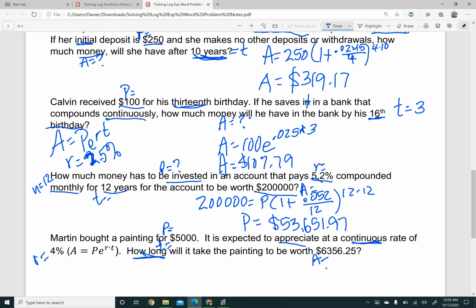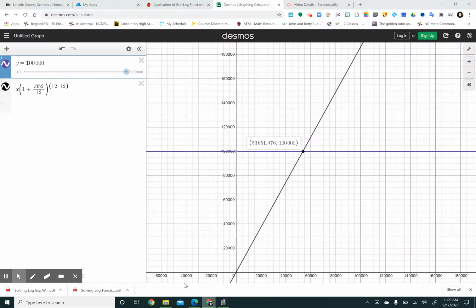So we know that 6,000 equals 5,000 e to the, sorry, not 1 plus. We're doing P e^(rt). R is 0.04. I'll move this A out of my way. 0.04 T. So this is A. Okay. So we're solving for T. We're going to do just like we did just a minute ago.